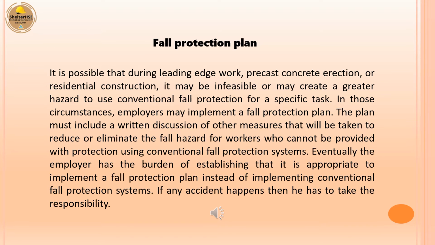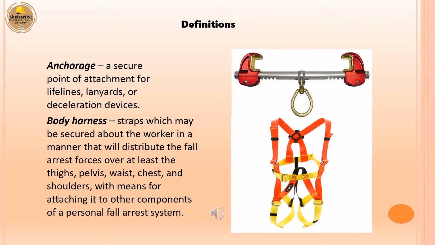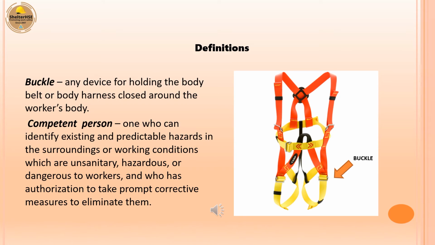Anchorage: a secure point of attachment for lifelines, lanyards, or deceleration devices. Body harness: straps which may be secured about the worker in a manner that will distribute the fall arrest forces over at least the thighs, pelvis, waist, chest, and shoulders, with means for attaching it to other components of a personal fall arrest system. Buckle: any device for holding the body belt or body harness closed around the worker's body.